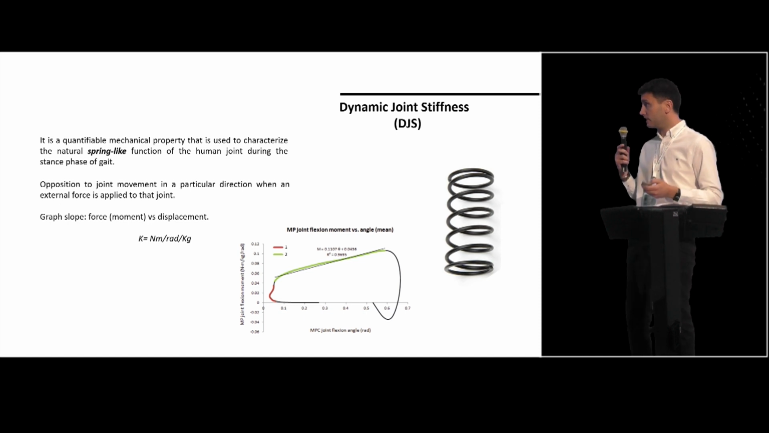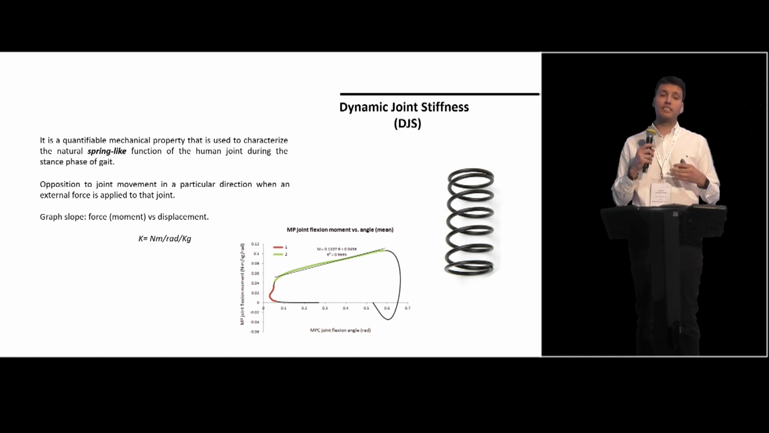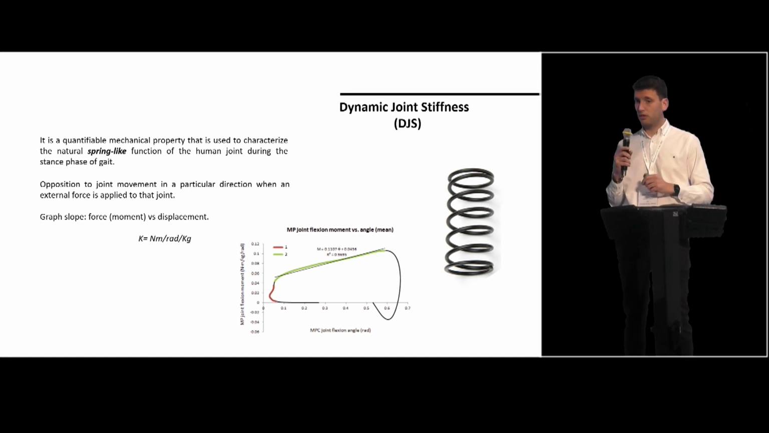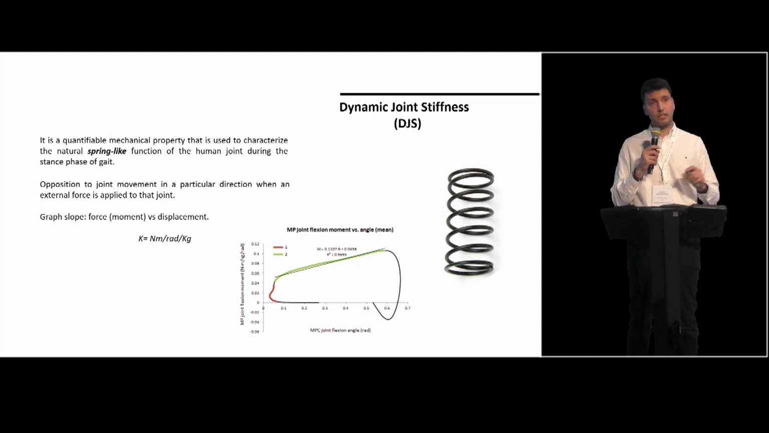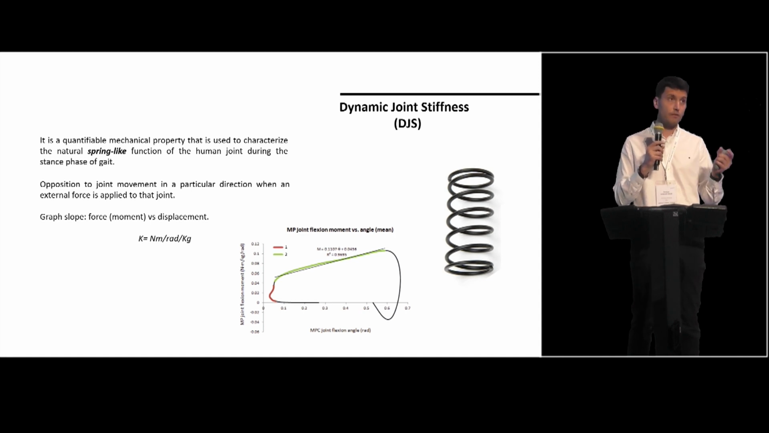Well, what is dynamic joint stiffness? It's a quantifiable mechanical property that is used to characterize the natural spring-like function of the foot joint during the stance phase of gait. It's defined by the opposition to the joint moment in a particular direction when an external force is applied to this joint. It's calculated as the slope of the graph of moment versus angle. Here you can see an example: a graph where the angles are on the x-axis and the moments are on the y-axis. We can identify a phase with a linear relation between moments and angles, and we calculate the slope of this phase. The value of the slope is the value of the stiffness.